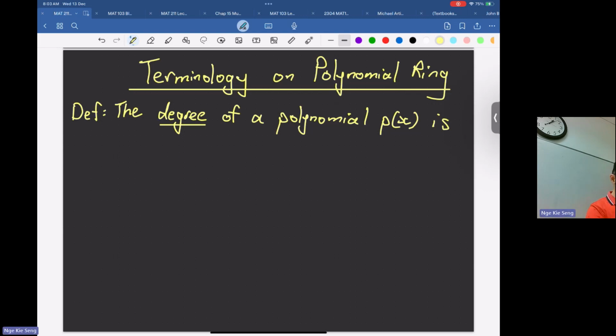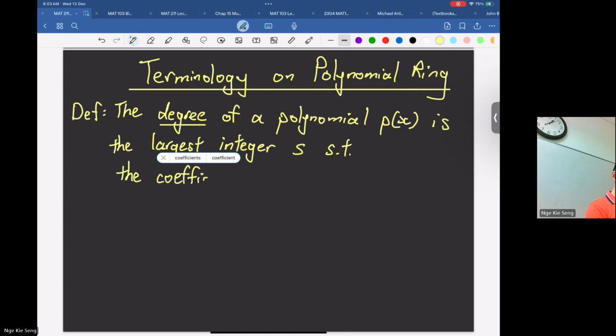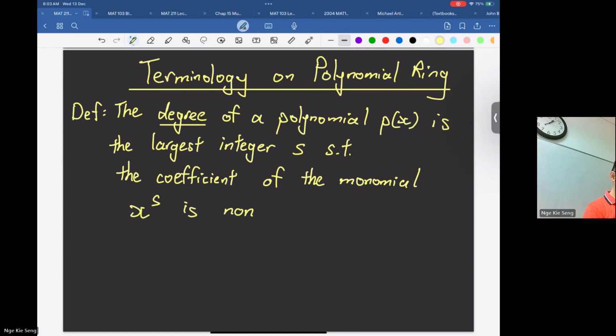So the degree of the polynomial p(x) is the largest integer s such that the coefficient of the monomial x to the s is non-zero. Okay, the largest one.